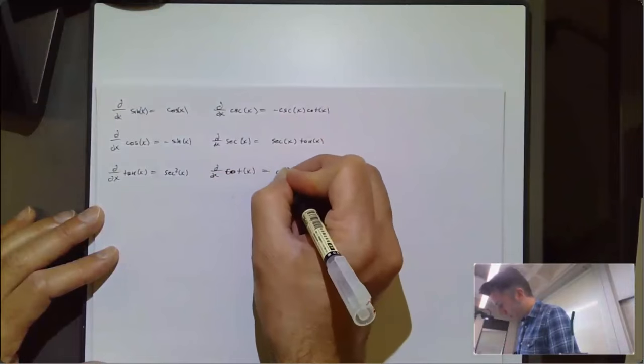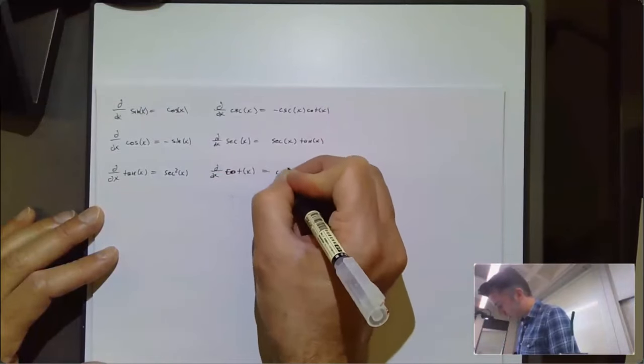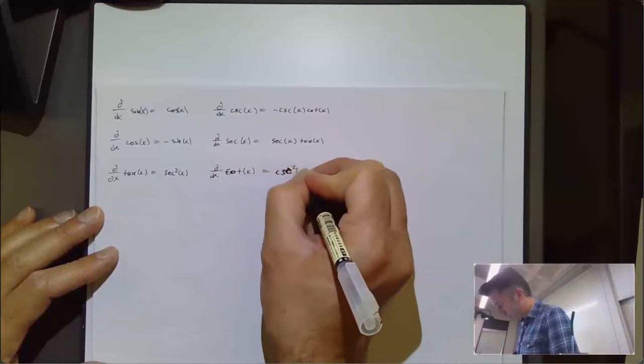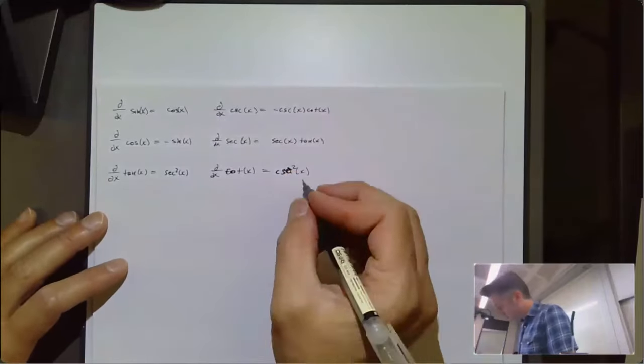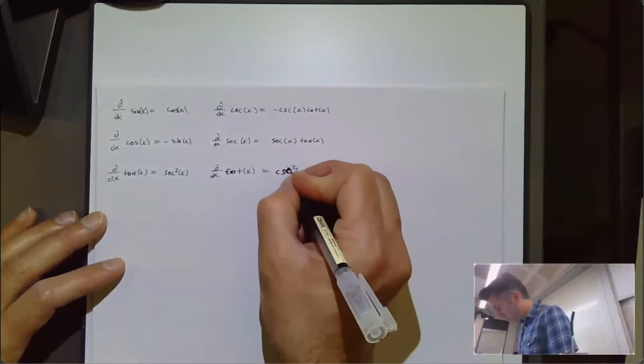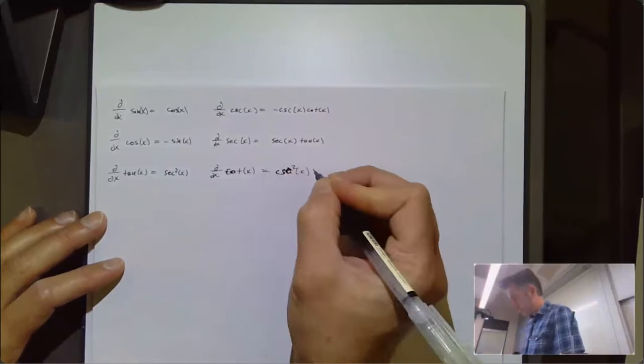Wow, I'm really blowing it here. Cosecant squared of x. That's a cosecant, believe it or not. That looks terrible. Sorry. Cosecant. Okay.